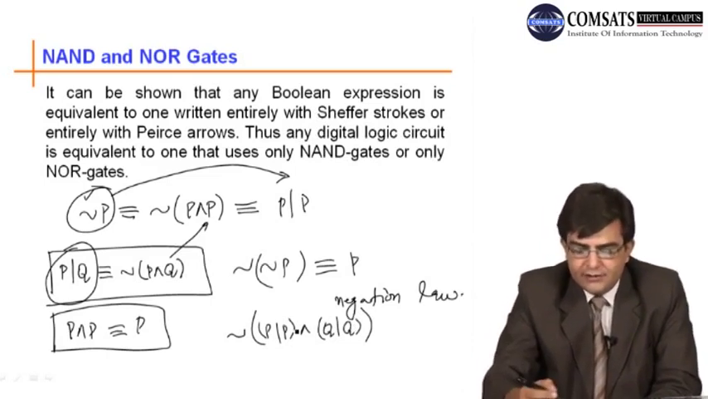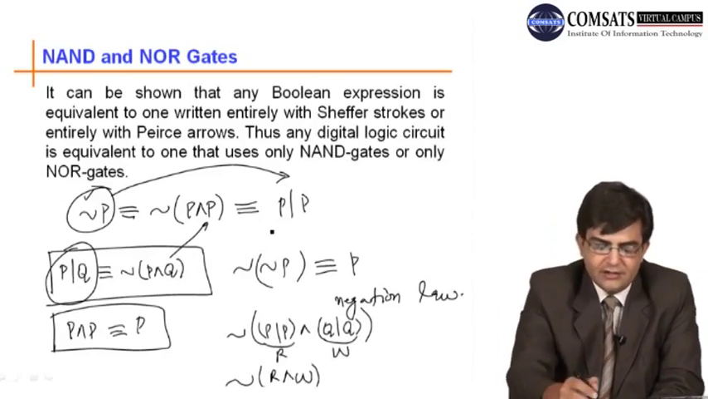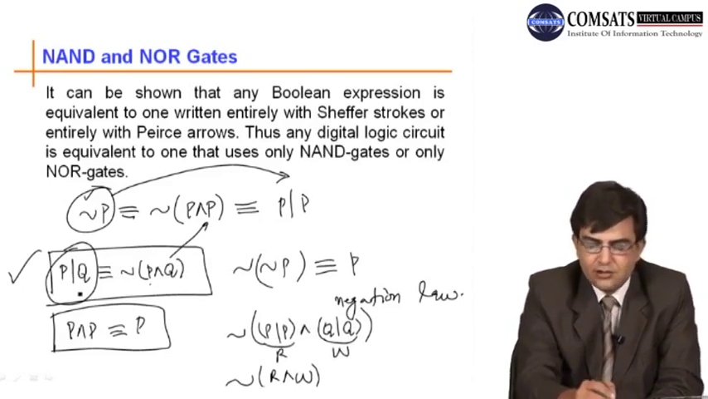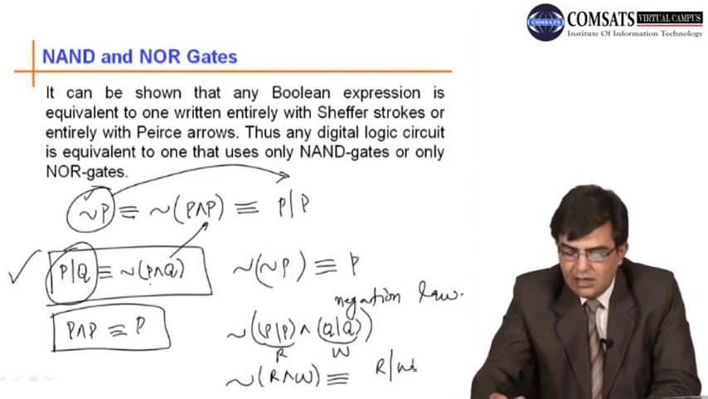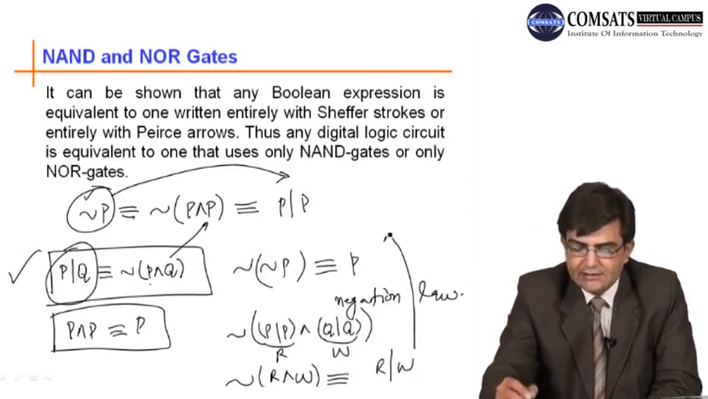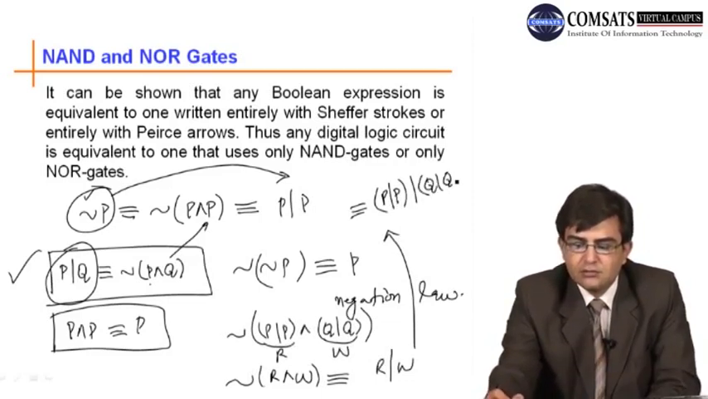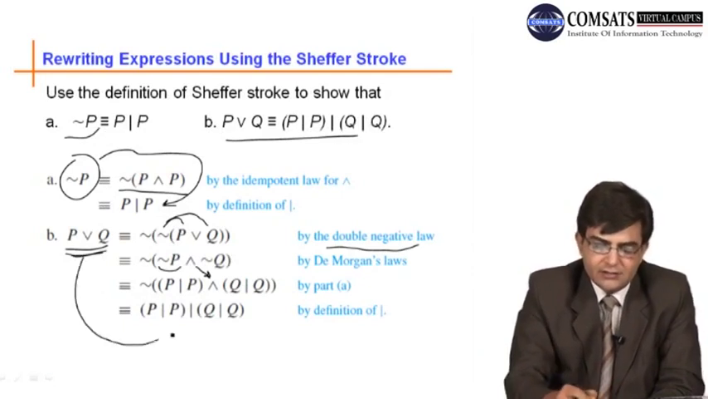If we suppose that this is R, this is W, then we have NOT of R and W. So by using the definition of the Sheffer stroke, NOT of P and Q is logically equivalent to P Sheffer stroke Q. So we can write it as R Sheffer stroke W. Now what is R? R is basically P Sheffer stroke P, and W is Q Sheffer stroke Q. So this is logically equivalent to P Sheffer stroke P, then Sheffer stroke Q Sheffer stroke Q. So this expression, P or Q, is logically equivalent to this.